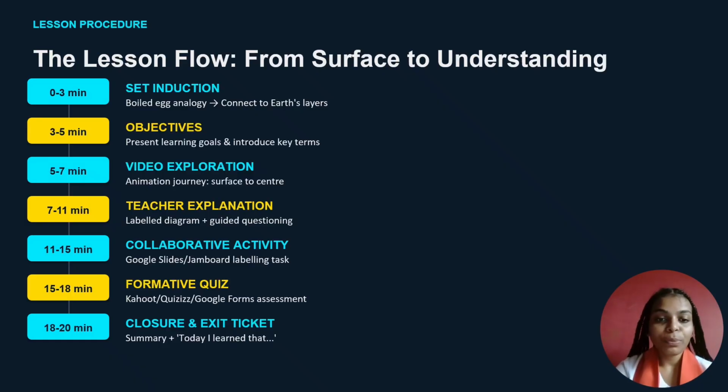Then we have our video presentation, which allows the students to see digitally, with a more pictorial understanding, how each of the layers connects or works with the others. Here the teacher comes in and gives the correct labeling of the diagram and guided questioning to see if the students understood what the video displayed. Then we move on to collaborative activities such as Google Slides and the Jamboard, where the students move around the ideas.